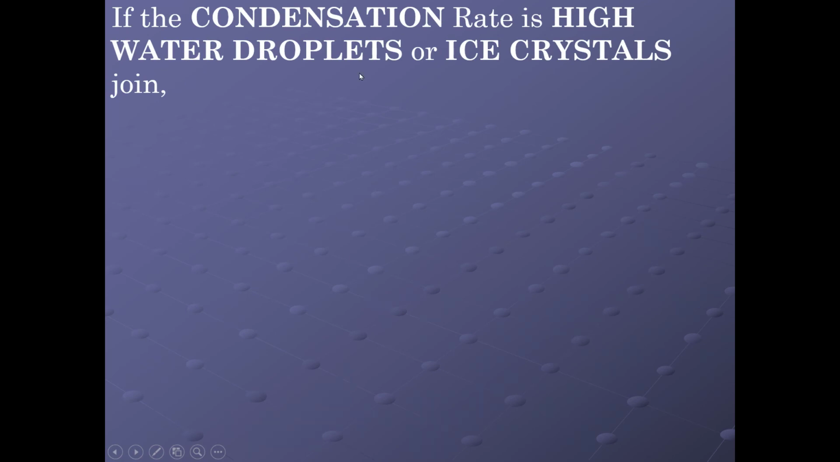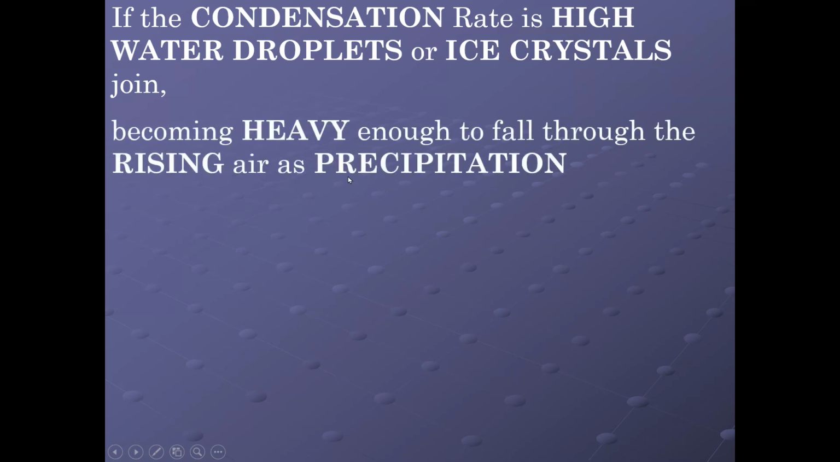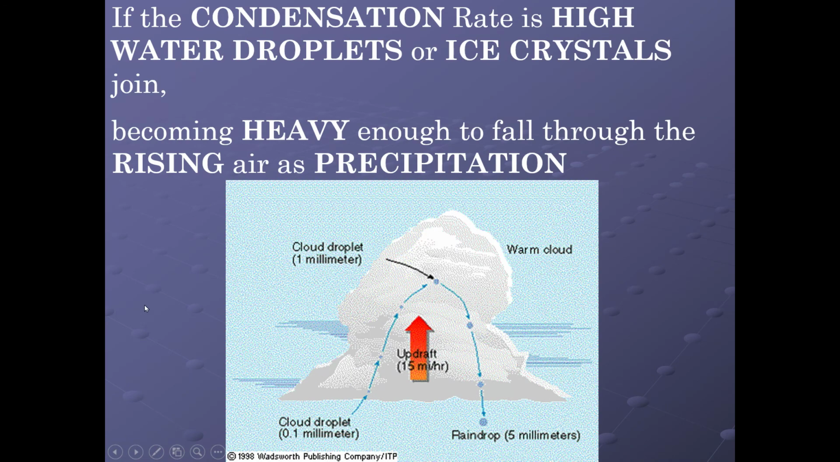So if the condensation rate is high, water droplets or ice crystals join up and stick together. They become heavy enough to fall through the rising air as precipitation. In summertime, those big droplets you get with thunderstorms are big because the air was rising really fast inside the cloud. As a result, they were held up until they were pretty big, heavy enough to fall out of the air.